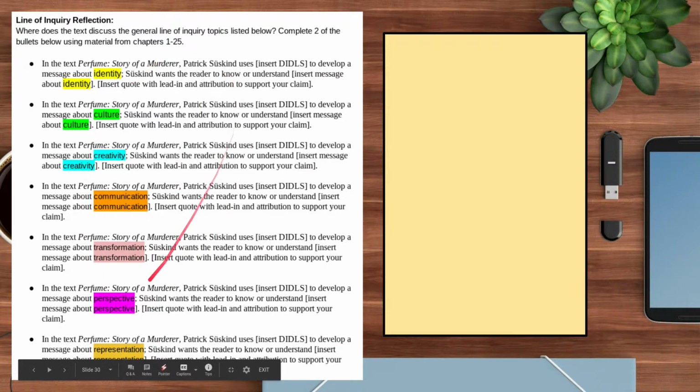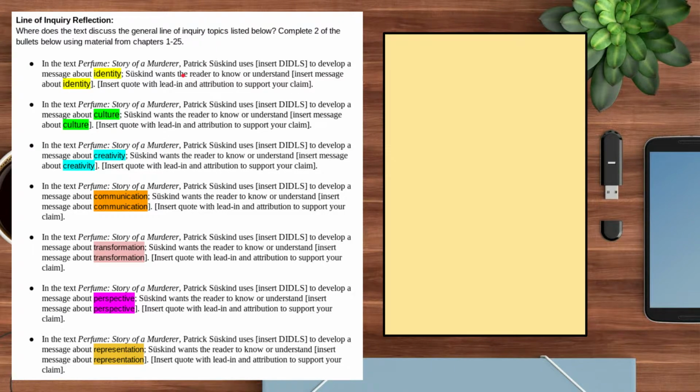You also have the line of inquiry reflection at the bottom, right? So maybe at the end of each chapter, stop and ask yourself, did the idea of identity, culture, creativity, et cetera, did any of those come up? If so, where? What do you think the author is trying to say about that? And then use a quote to fill that in, to kind of support that, identifying at least one example of a literary device, right? Diction, imagery, details, language, or syntax that the author uses in your quote to make that statement about your line of inquiry topics.